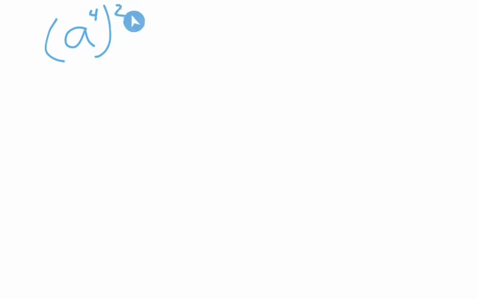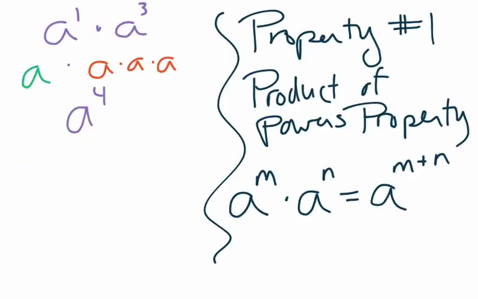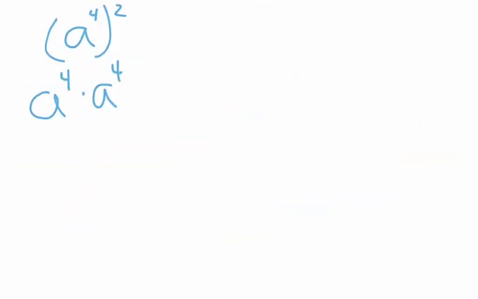So remember, the exponent tells us how many times something is used as a factor. So what we're seeing here is a to the fourth being raised to the second power. That means a to the fourth is being used as a factor twice. Now you've got 2 ways you can process this. You can go back to this property, which says that if you're multiplying like bases, you can add the exponents. So we could just say a to the 4 plus 4, or a to the 8th.